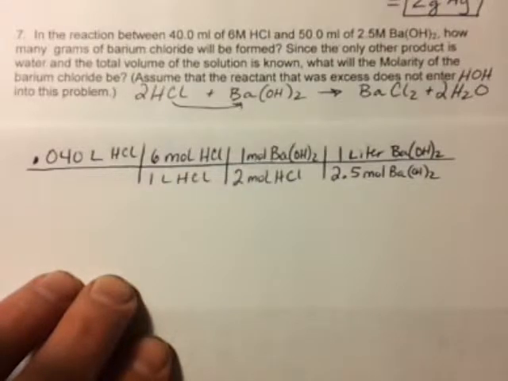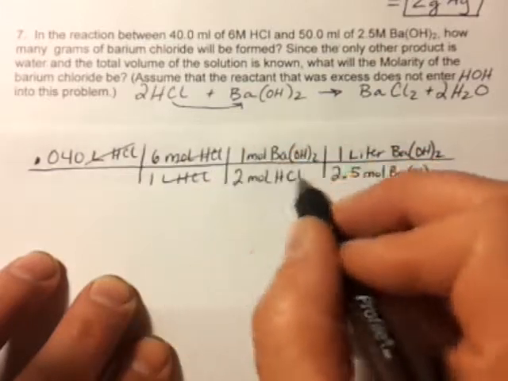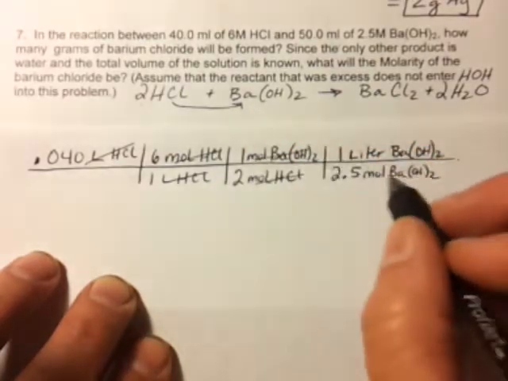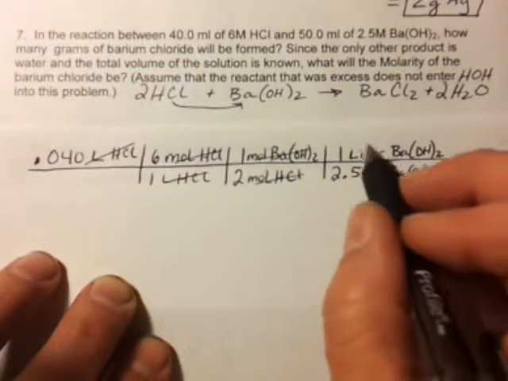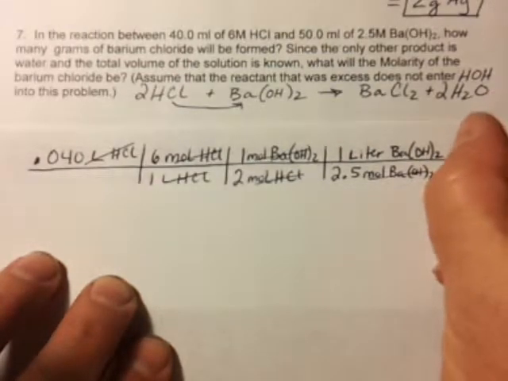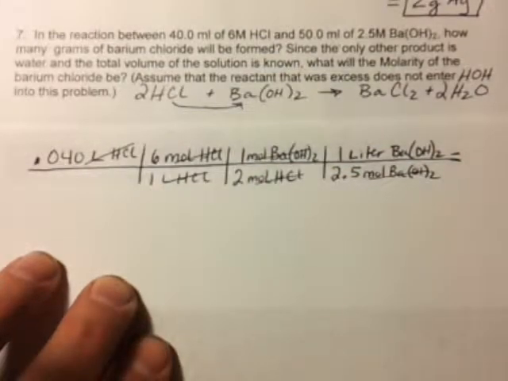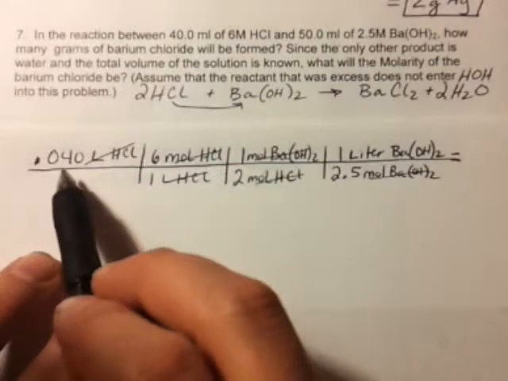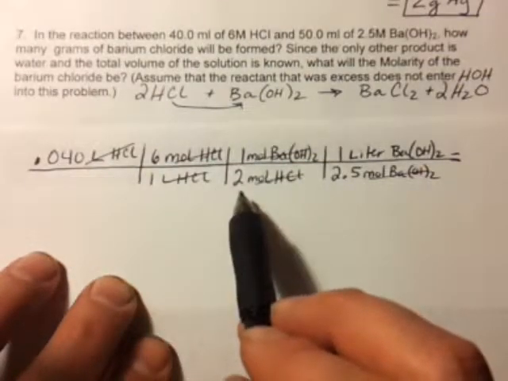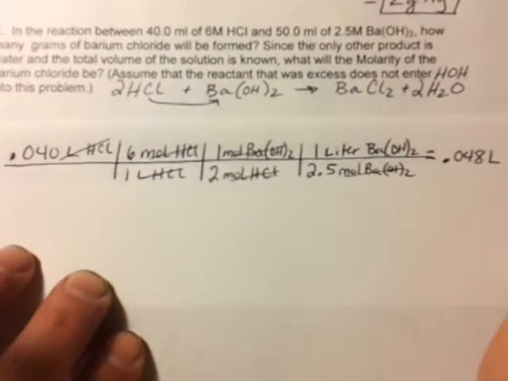Okay? So liters cancels out with liters of HCl. Moles cancels out with moles of HCl. Moles of barium hydroxide cancels out and brings you to liters of barium hydroxide. This is going to give me a number that I can compare to what's in the problem. So once I do this calculation, 0.040 times 6 divided by 2 divided by 2.5, I end up getting 0.048. Now remember, this is in liters of barium hydroxide.